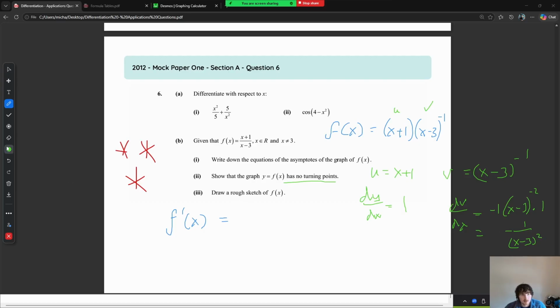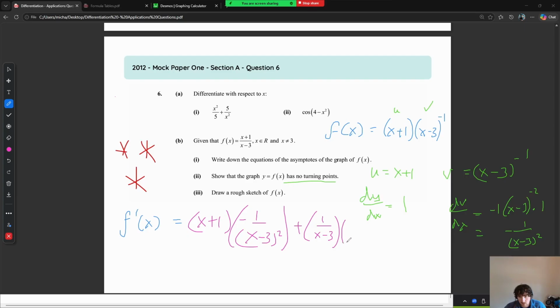So sub this into your product rule, which is, you know, u dv plus v du. Yeah, you know what the product rule is. You're all good with that. So u is x plus 1 times dv dx, minus 1 over x minus 3 squared, plus v, which is 1 over x minus 3 when you write it in its other format, and times du dx, which is 1.